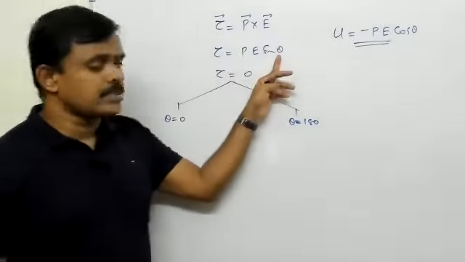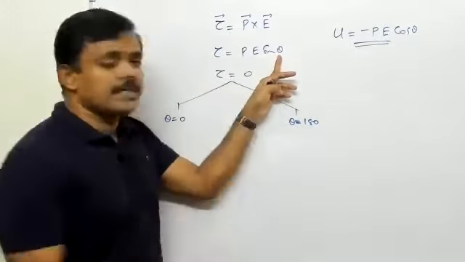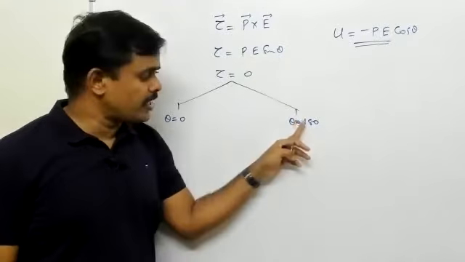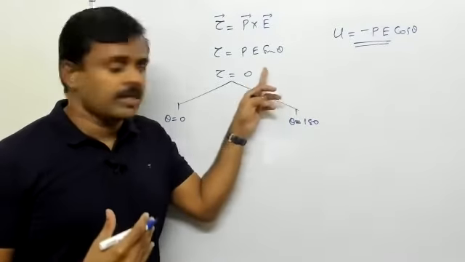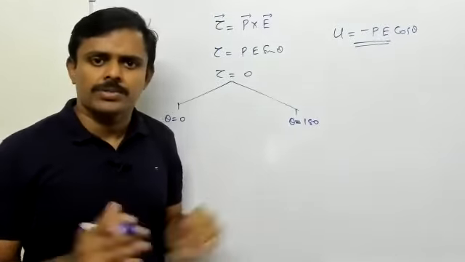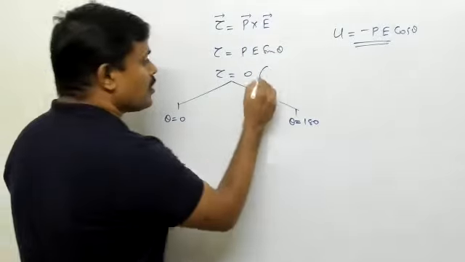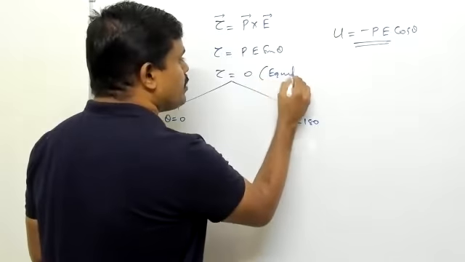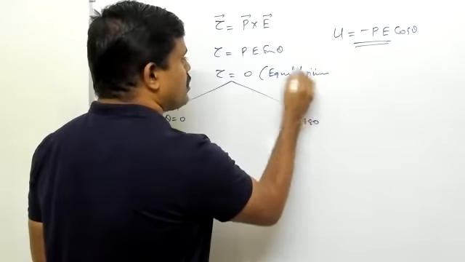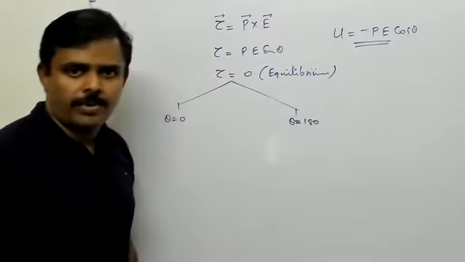If you put theta equal to 0, you would get PE sine 0, and sine 0 is 0. If you put theta equal to 180, that would make it PE sine 180, and sine 180 is also 0. Now, what is this condition called? This is called equilibrium. So, we are actually talking about equilibrium of the dipole.